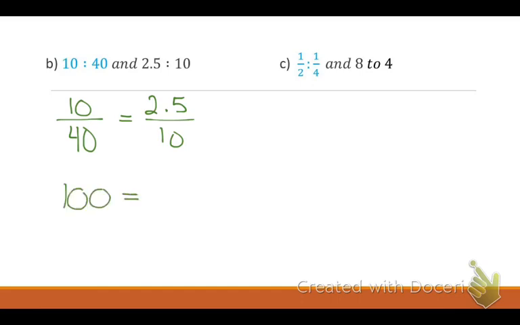And what is 40 times 2.5? 100. Do you guys want me to let you in on a little secret how I did this? Basically, I'm doing 2.5 times 40. So what's 2 times 40? 80. And then what's half of 40? 20. So 80 plus 20 is 100.